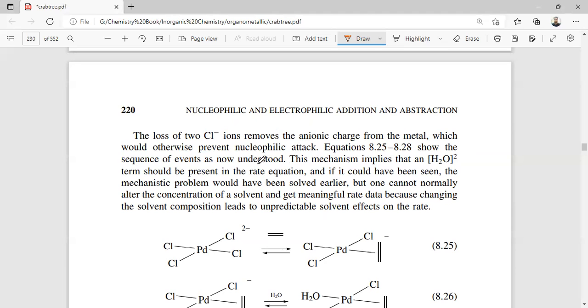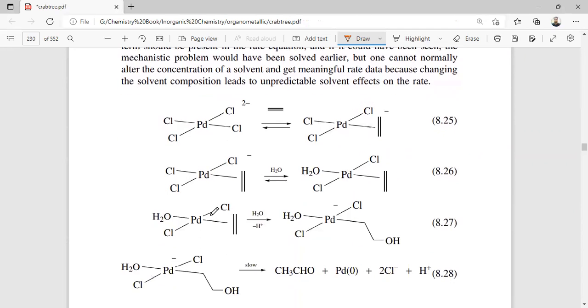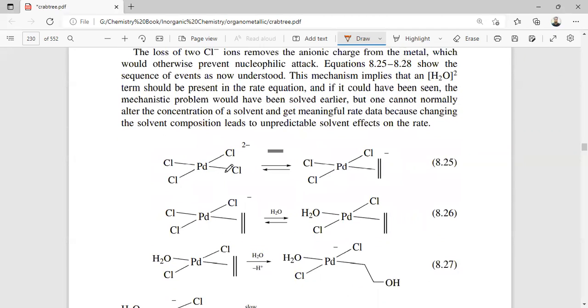So the implications of this mechanism are now understood. This mechanism implies that the water term should be present in the rate equation. If it could be seen, the mechanism problem would have been solved earlier. But one cannot normally alter the concentration of the solvent and get meaningful data. So this is the possible mechanism for this process.